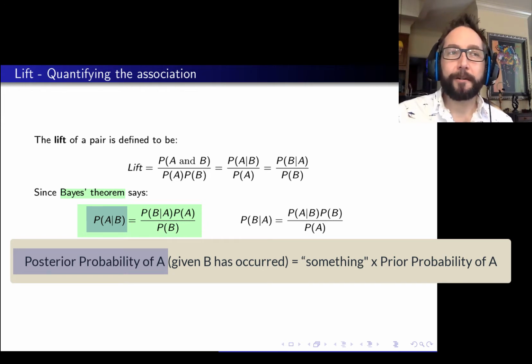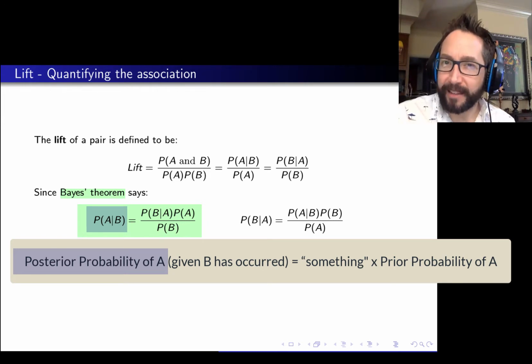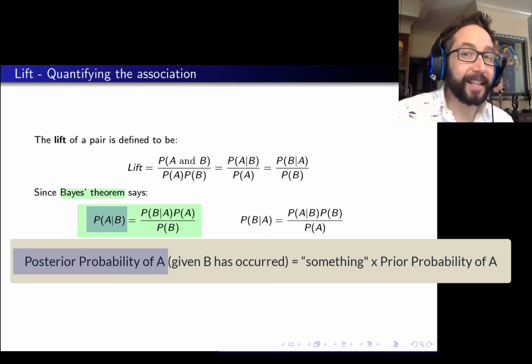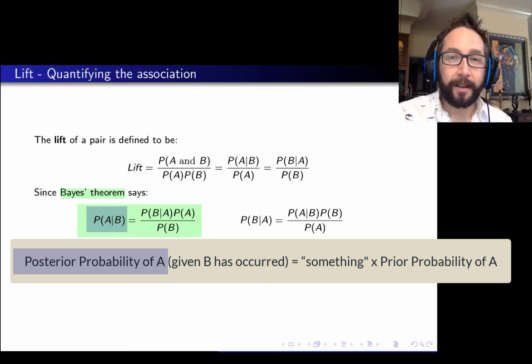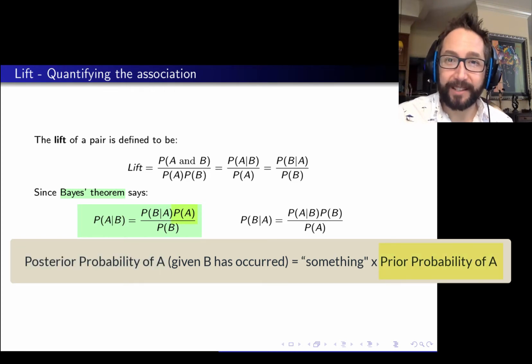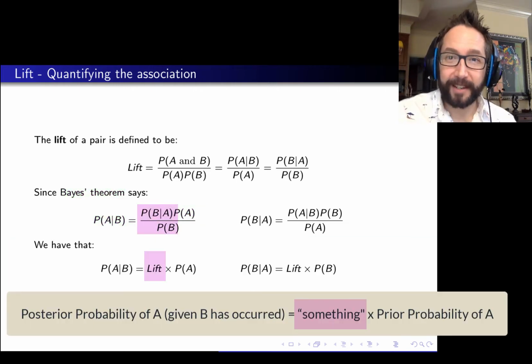If I want to know, hey, I know item B is in this cart, what's the probability that A is also going to be in that cart? Bayes' theorem says, well, there's a mathematical procedure to do this updating. You can start with the prior probability that A is in the cart, P of A, and then multiply it by the ratio of two probabilities. And so that's going to be the role of the lift in this case.